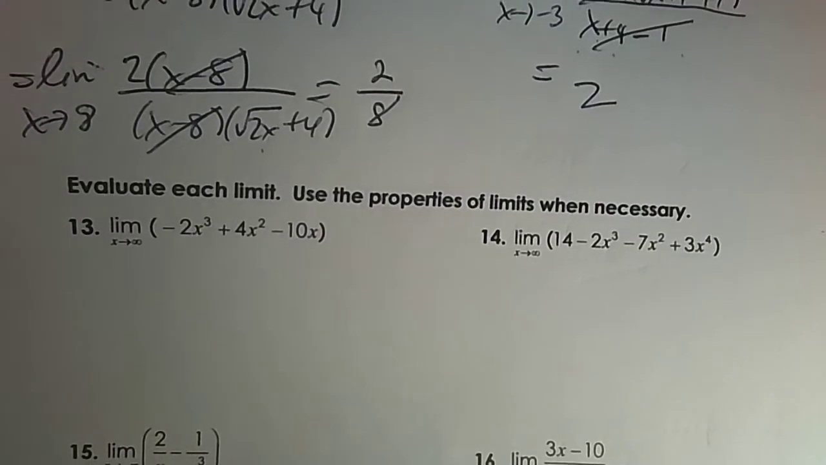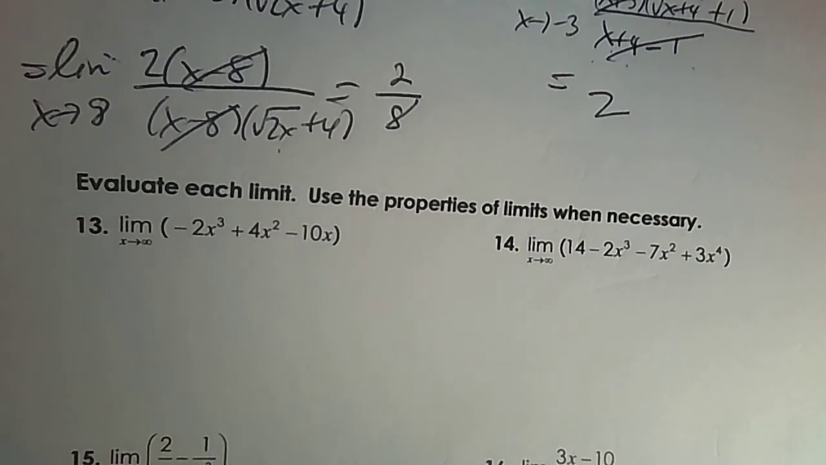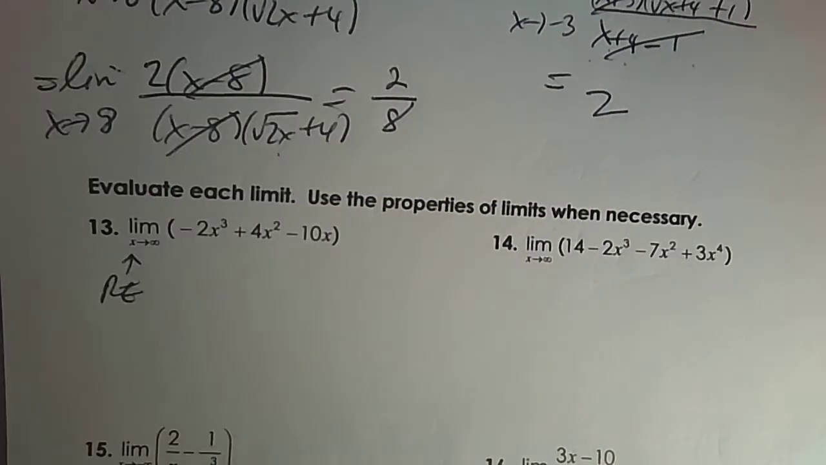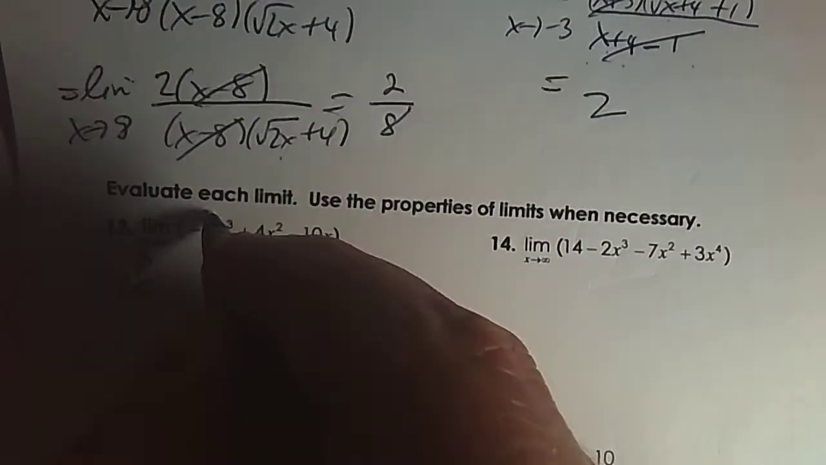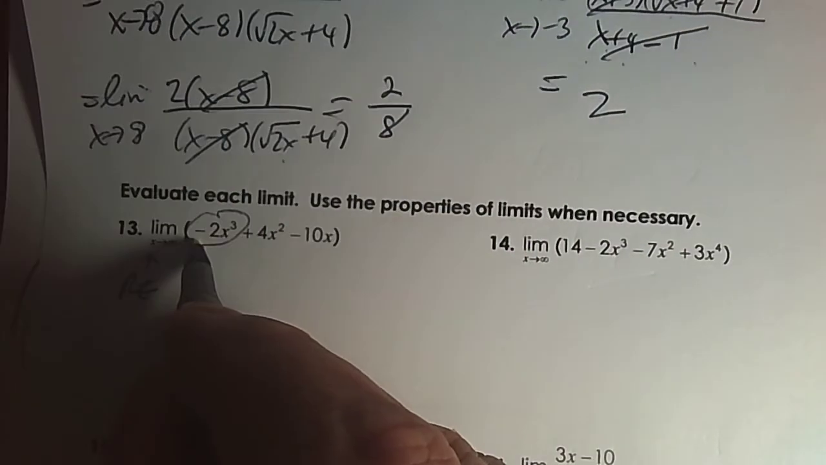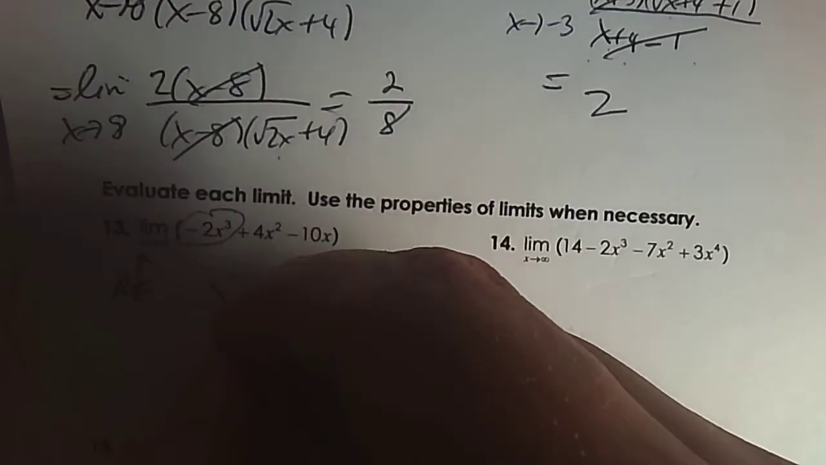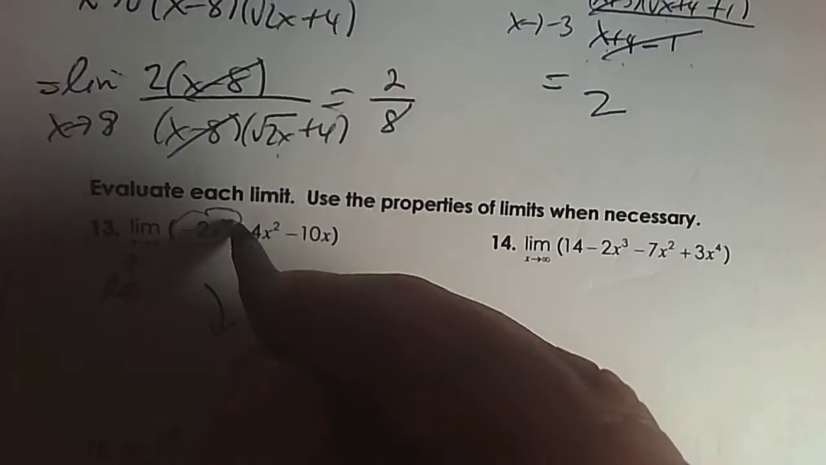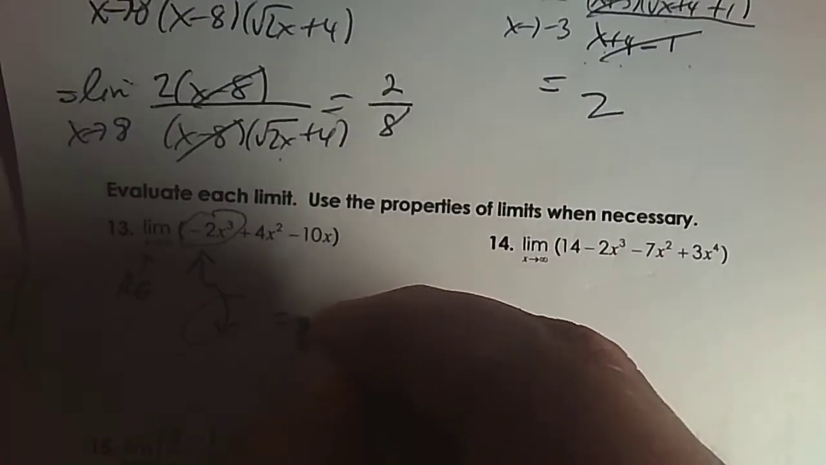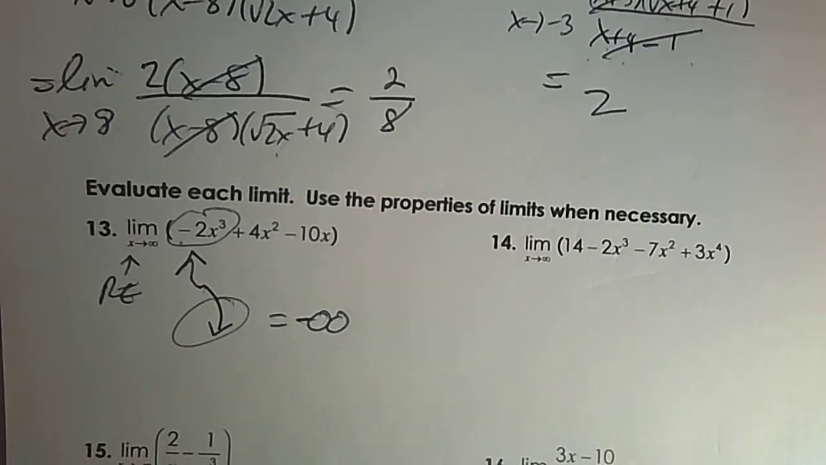The limit as x approaches infinity. So these questions have to do with end behavior when it's approaching infinity or negative infinity. So what do we do? Step 1. This is the right end when it's approaching infinity. What's the power term? -2x cubed. What does that mean? Well, when it's negative, the right end is going down. An odd exponent means the other end is going in the opposite direction, but the right end is what I'm looking for. So the answer here is negative infinity.